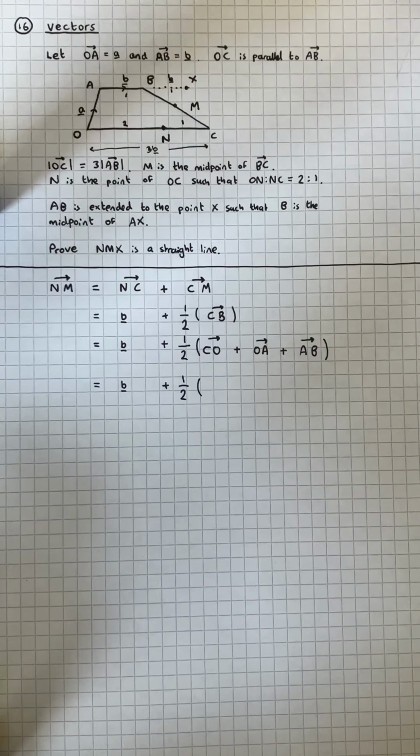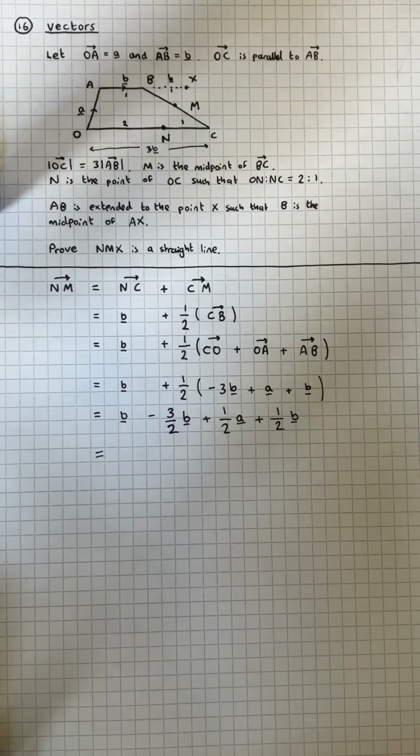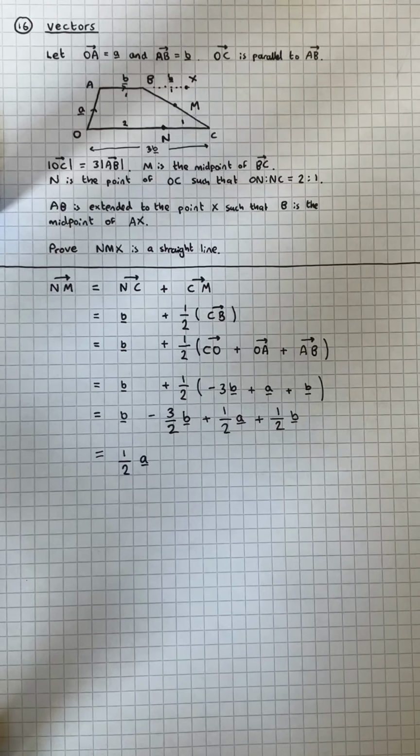We can then put these values in. We're going backwards, so it's minus 3B. And then after a bit of expanding and simplifying, we get 1/2 A as our final fully simplified answer.